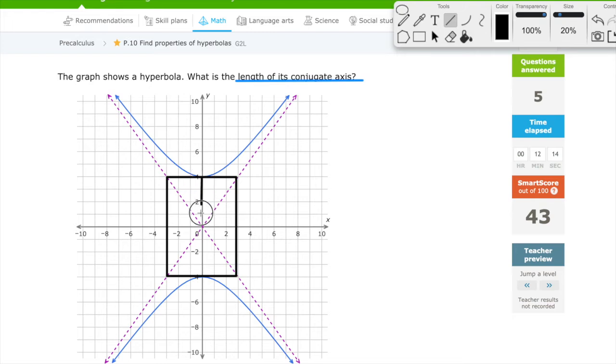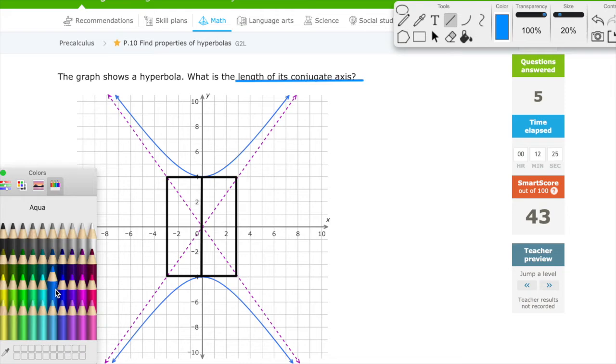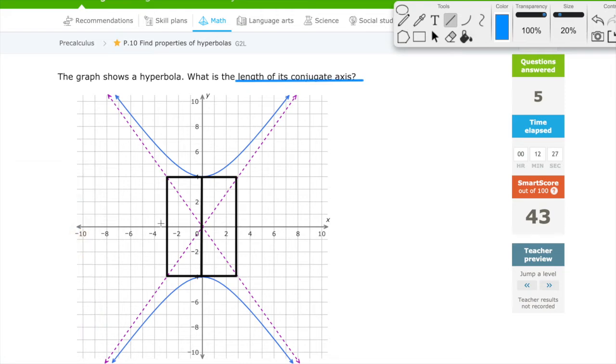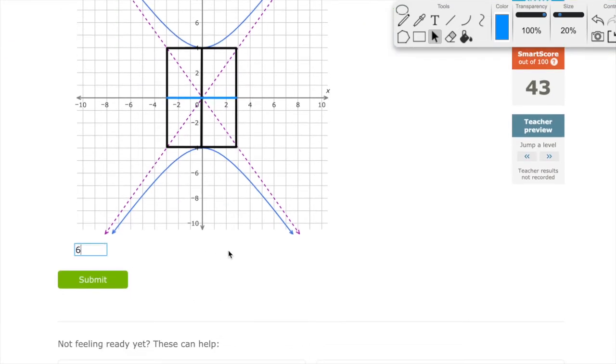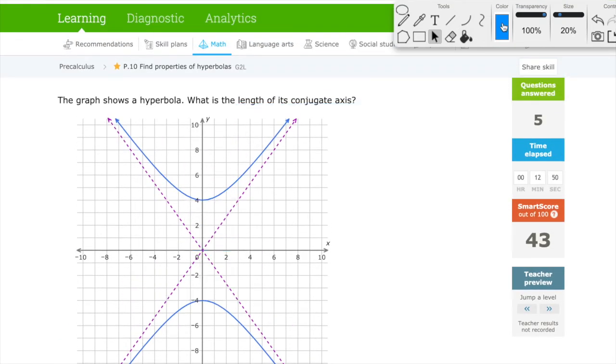Again, this would be the transverse axis from one vertex to the other. That's kind of the more obvious one. The conjugate axis, and I definitely suggest kind of playing this back as you're working through, is the other part. The one that doesn't touch the vertices. So that'd be across here. So from -3, it looks like, to 3, and that would tell me that length is 6. Again, I'll try to show it without the box in case you don't have that capability.